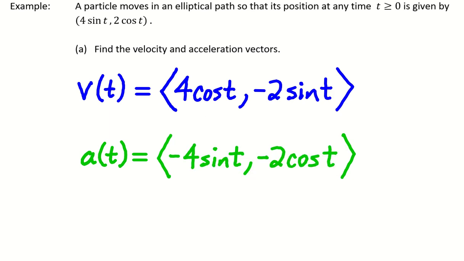And then taking the derivatives again to get our acceleration. Now, this is just part A, so I assume we're going to be using these vectors to answer more complicated questions in part B and beyond. Okay, so here we go. Here's our velocity vector, here's our acceleration vector. So we have all those vectors now.